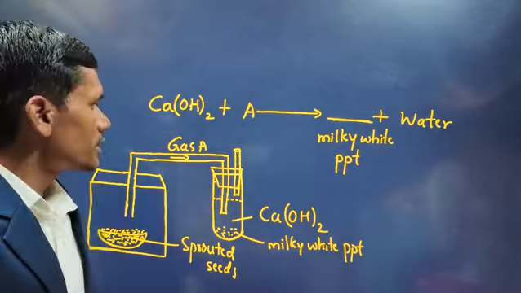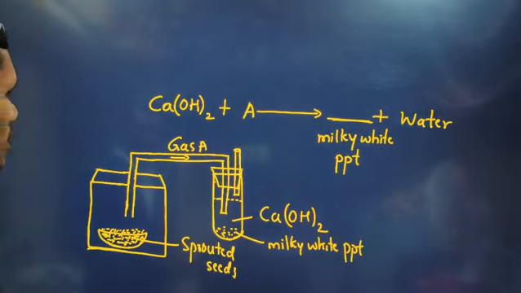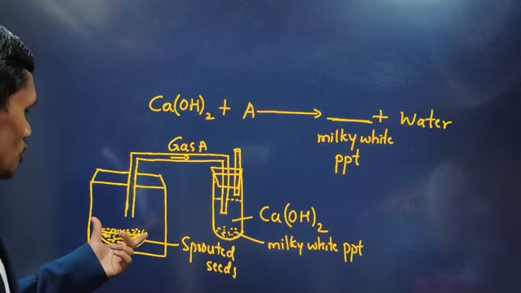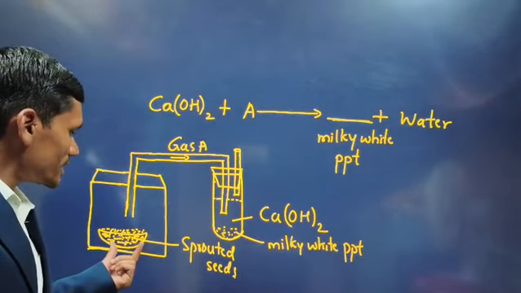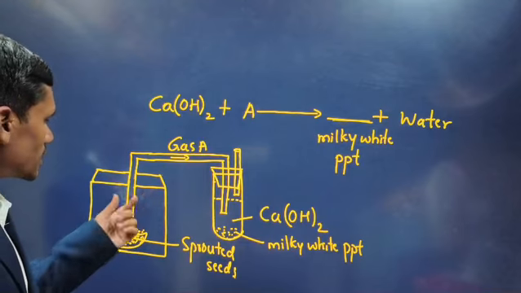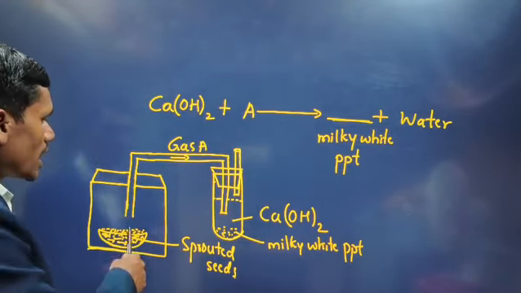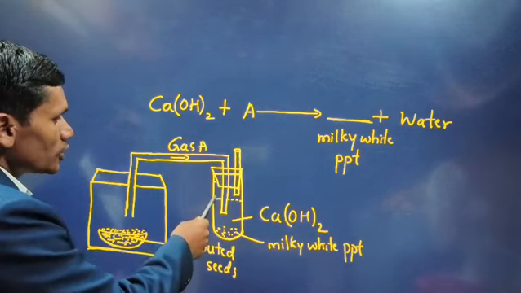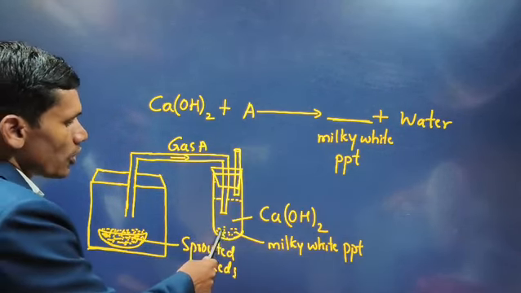Now let's see this experimental setup here, and you can fill in the blanks given in the reaction. Just to go through this experimental setup, here sprouted seeds are kept. This is a jar, it is closed, airtight, and here one tube is connected. This tube is connected to another test tube. In this test tube, what is taken here?